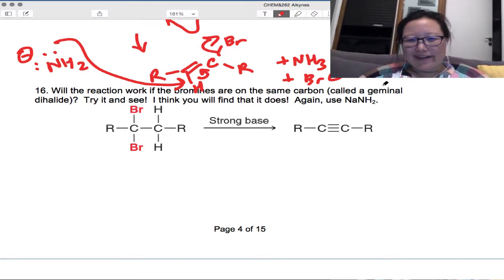We call that geminal. So I don't know how many of you out there, what's your sign? I'm a Libra, but Gemini are twins, right? So Gemini, they're twin halogens, okay?